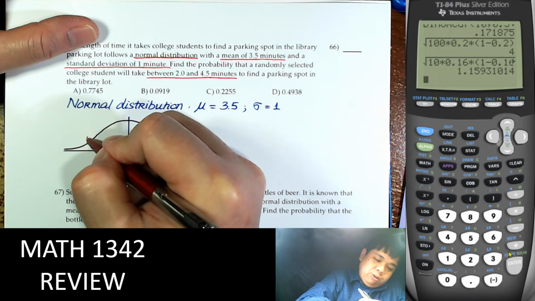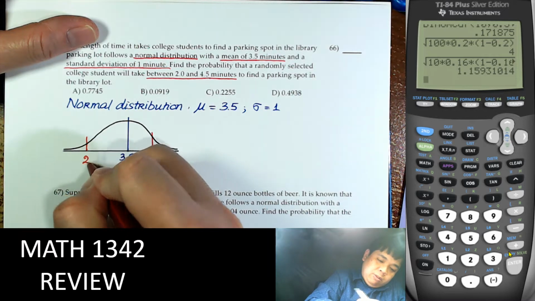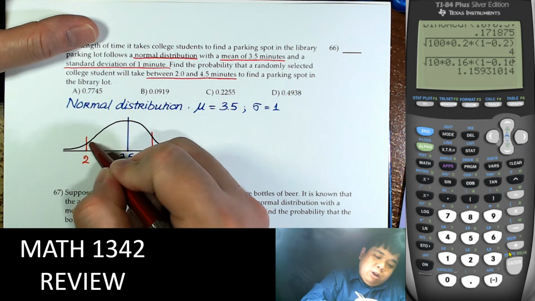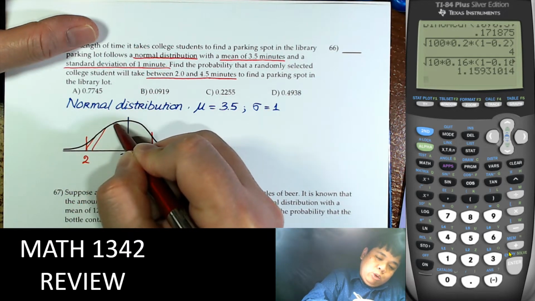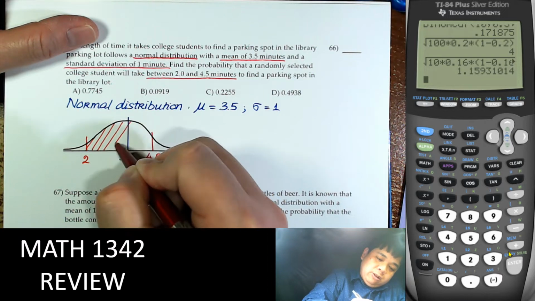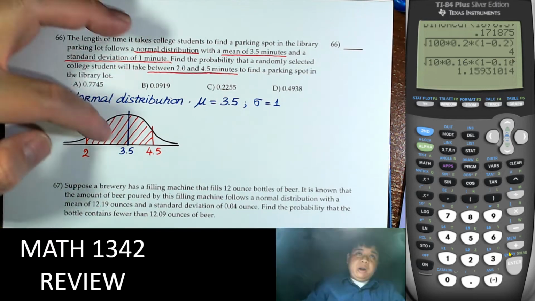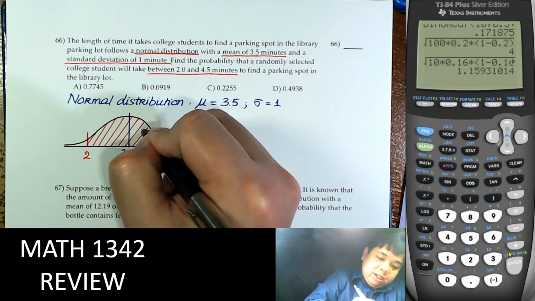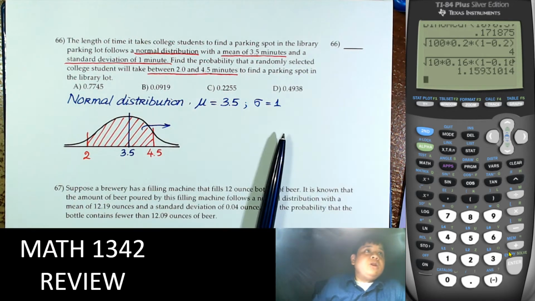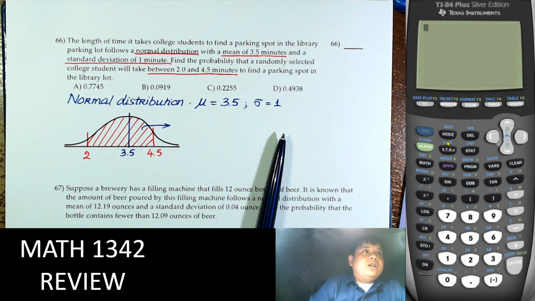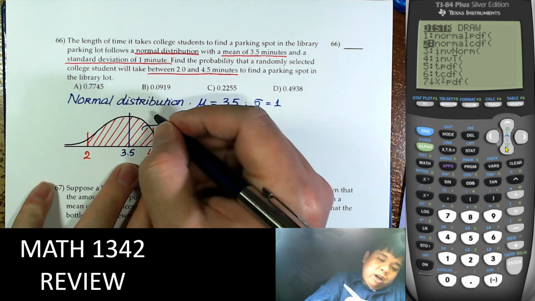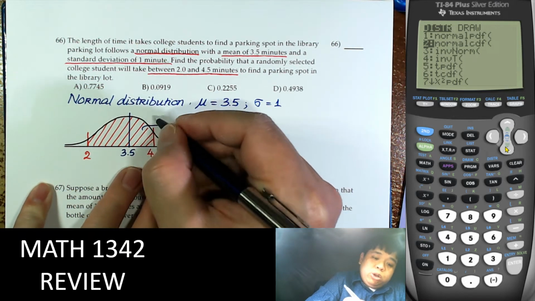So it is from 2 to 4.5, so 4.5, let's say about there, and then 2. So we are asked to find the probability that it will be between 2 and 4.5. So pretty much we'll find the area like that. So it will be under the second variable, normal CDF. To find the area under the normal curve, we use the normal CDF.